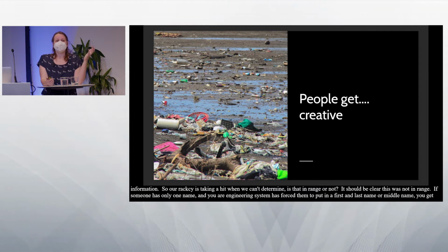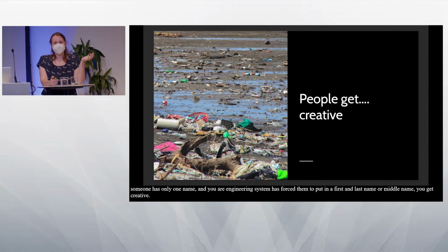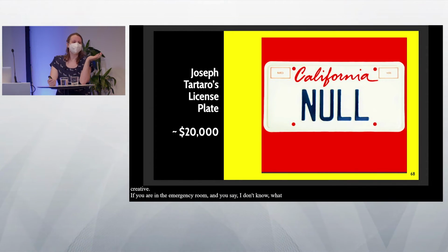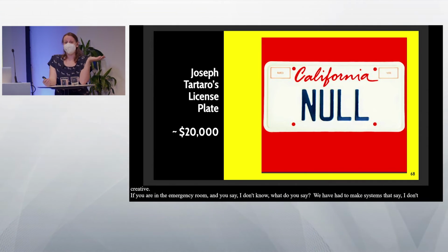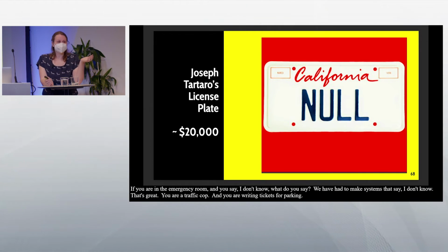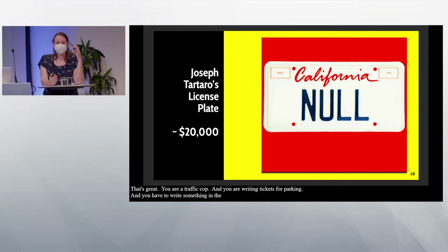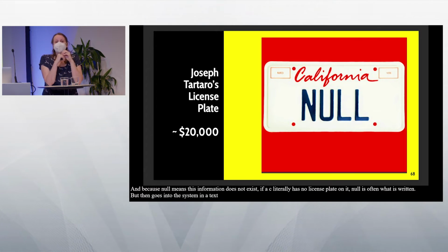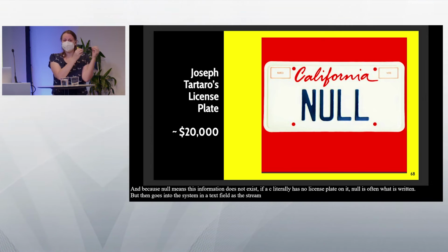You're in the emergency room, you're admitting patients, you have someone who has no identification. How do you say, we don't know? Well, we've had to design systems that say, literally unknown. Well, that's great. You are a traffic cop, and you're writing tickets for parking, and you have to write something in the license plate field. And because null means to many people this information does not exist, if a car literally has no license plate on it, null is often what is written, but then it goes into the system in a text field as the string null rather than the computer idea of null.